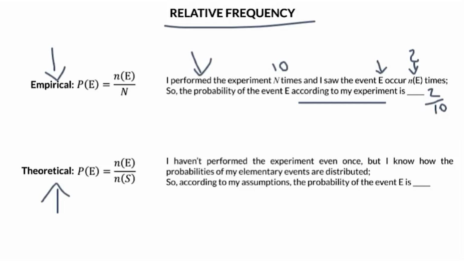What about theoretical probability? You can read this. I haven't performed the experiment even once, but I know how the probabilities of my elementary events are distributed. Question is, how do you know? There are a lot of assumptions. So according to my assumptions, probability of the event E, maybe it is 3 by 10. I don't know. Of course, here the question is, where do these assumptions come from?